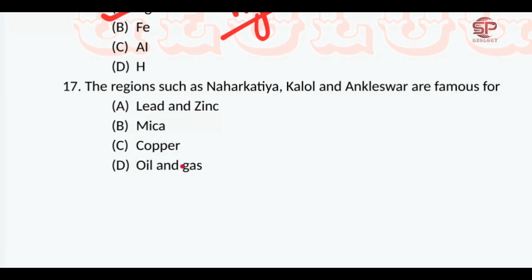The regions such as Lakwa, Katia, Kalol, Ankleshwar are famous for oil and gas. Lakwa and Katia are in the Assam oil field. Then in Assam you will find Digboi, Moran, all oil fields. Then Ankleshwar in Gujarat, Kalol, Nawagam, then Kosamba, all are found in Gujarat. Those are all famous for oil deposition.